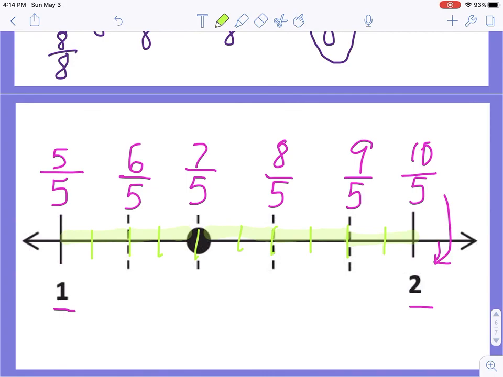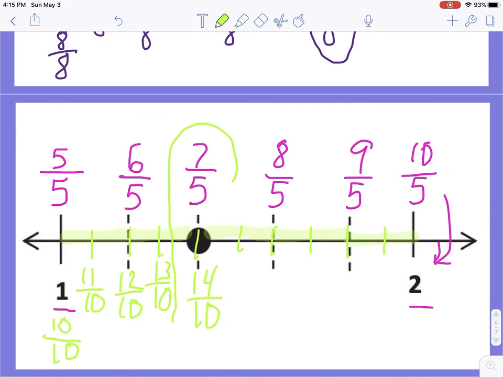Okay, so down here I'm going to have 10 tenths to equal 1 whole, then 11 tenths, 12 tenths, 13 tenths, and 14 tenths. Okay, so 7/5 and 14 tenths both fall on that black dot, and they are also equivalent.